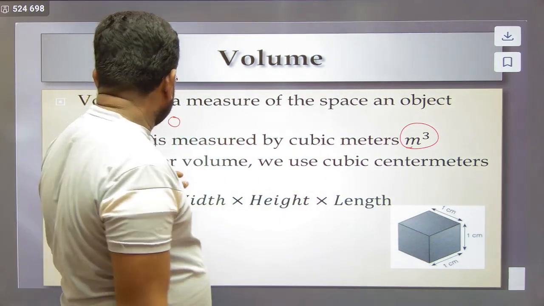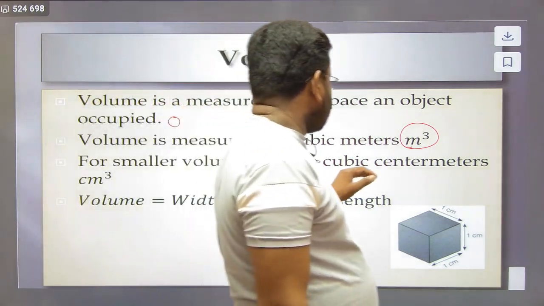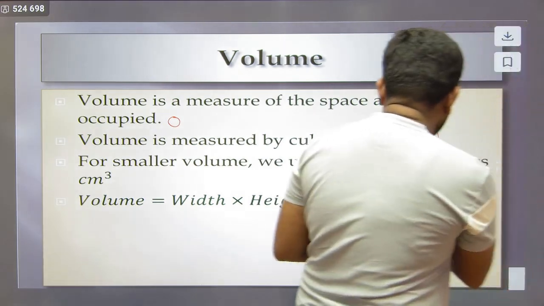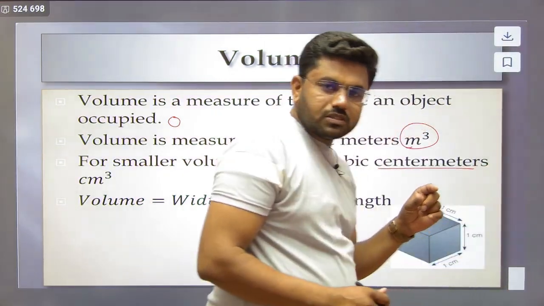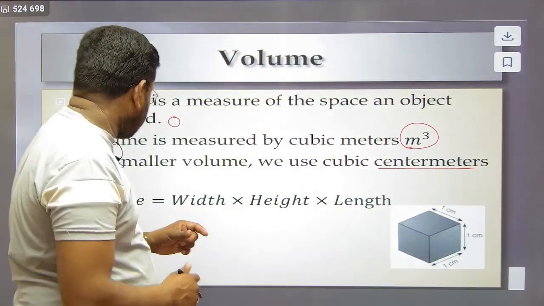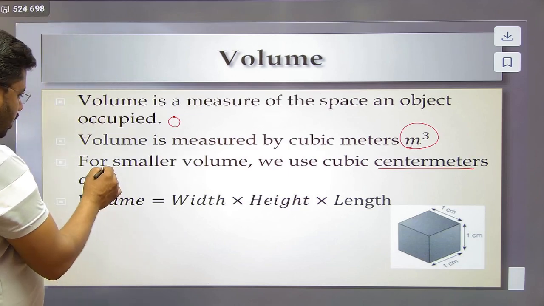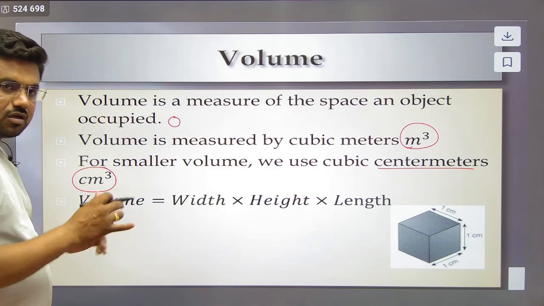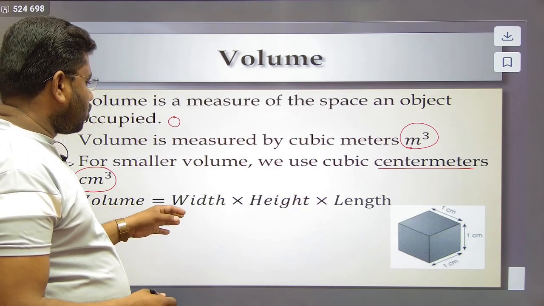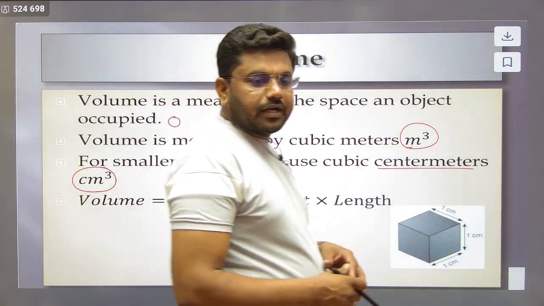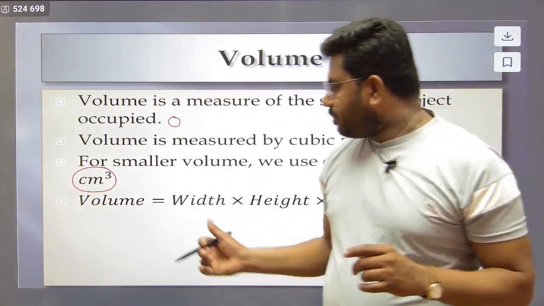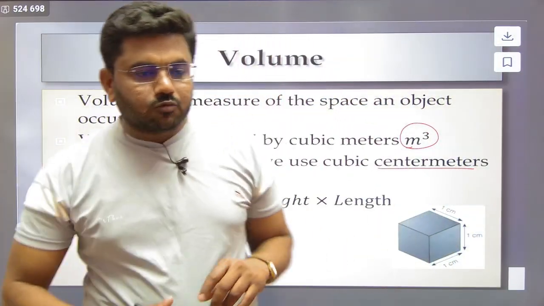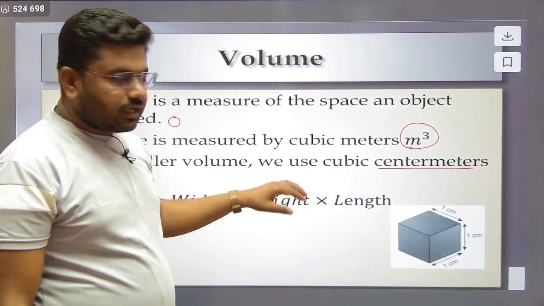For smaller volumes we use cubic centimeters, which can also be written as centimeter cube. Now the next one: volume is equal to width, height and length. Those three are the basic things needed to calculate the volume of any object.